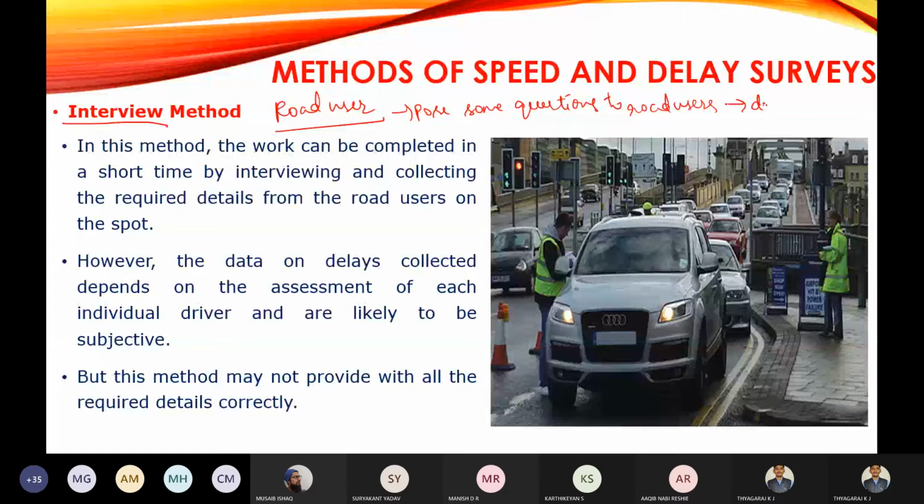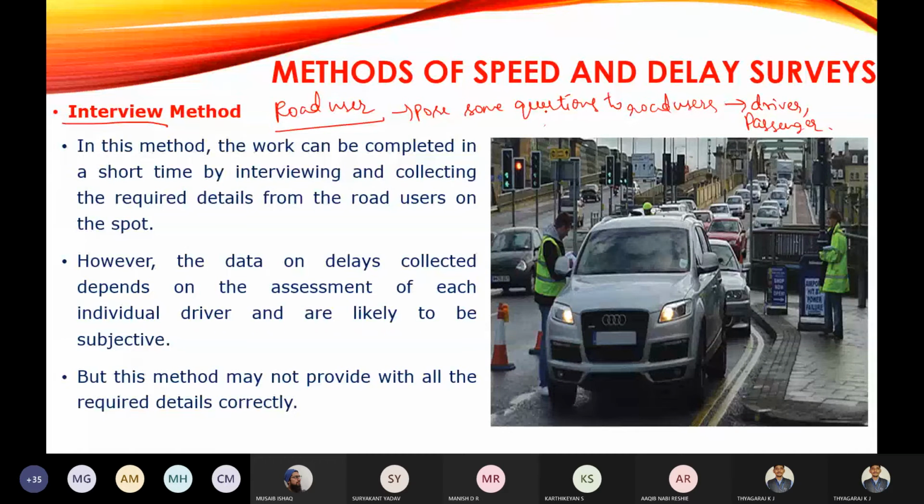Whether it may be a driver or passenger, you are going to pose some questions to the driver or passenger, and you are going to record the data. What are those questions you are going to ask? From where you are coming? Are there any stoppages in your journey? Is there any delay? All those data you are going to collect.